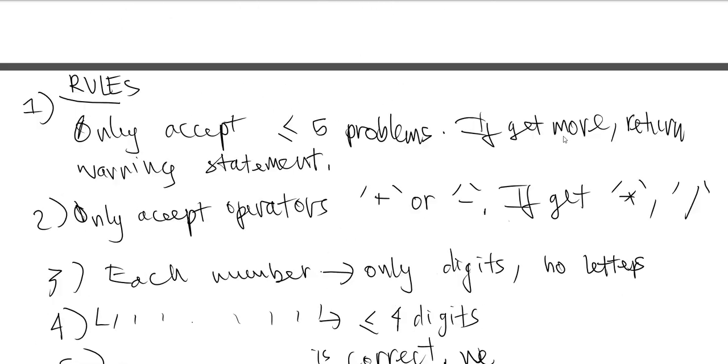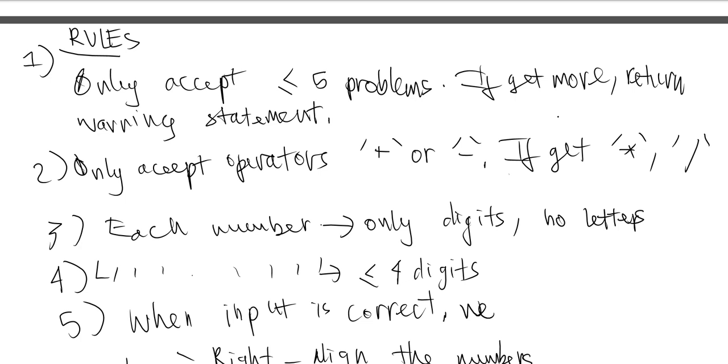Okay, so what are the constraints? So first, we only accept up to 5 problems, and if we get more, we're going to return warning statements. So returning warning statements is applied to the rest of the other rules. Secondly, we only accept operators plus or minus, and if you get, let's say, multiplication or division marks, in Python they are star and slash respectively.